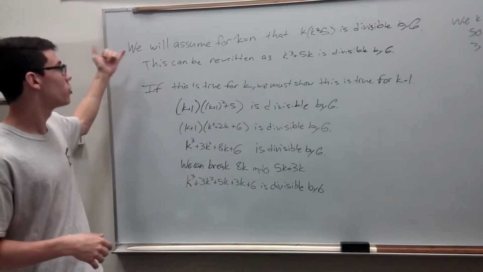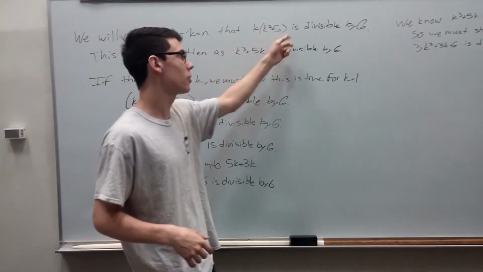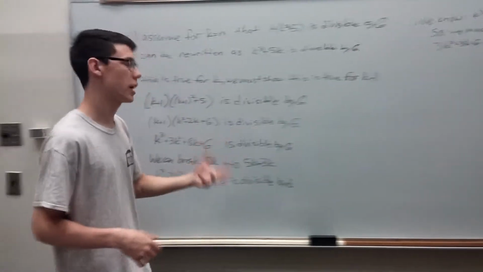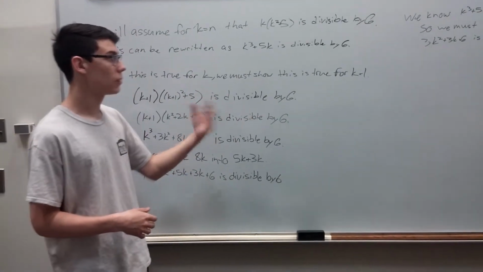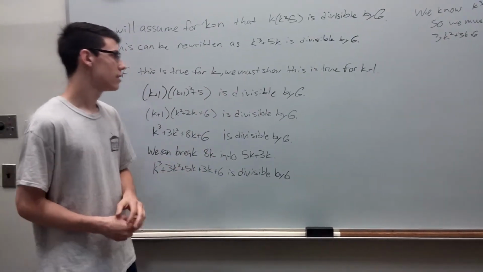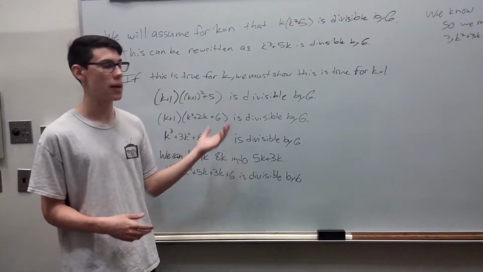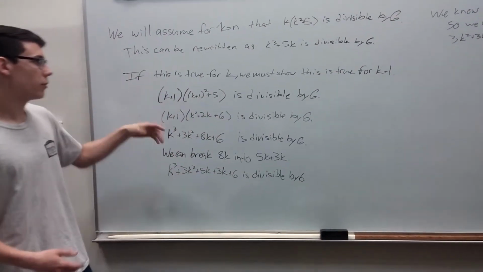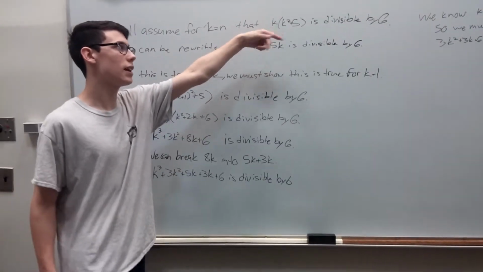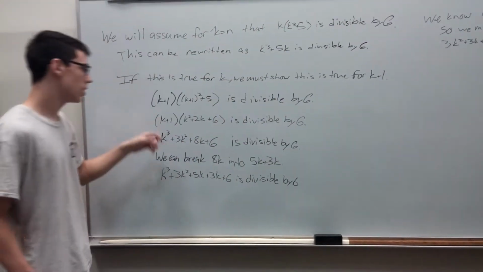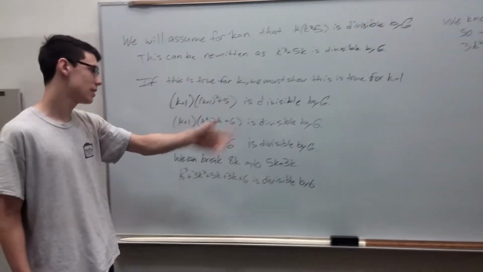So we have to assume that for k equals n, that k times k squared plus 5 is divisible by 6 for some integer k. So that can be rewritten as k cubed plus 5k is divisible by 6. So once we have that, we have to prove that if it's true for k, it's true for k plus 1. So to do that, we have to substitute in k plus 1 to the k times k squared plus 5.